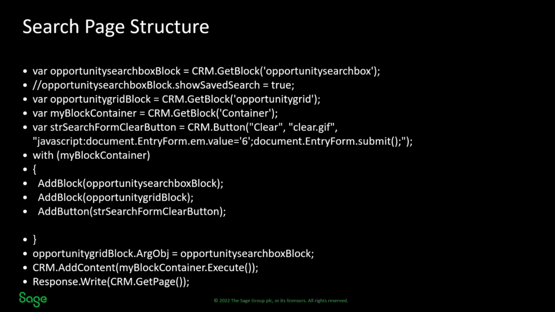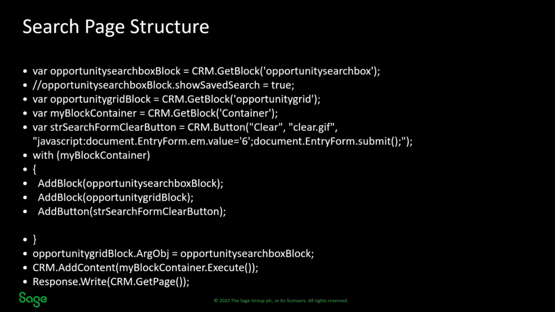What we see in the two of these is that the relationship is established between the search block and the grid through the definition of an argument object. The argument object for grids can be used to pass to it a parameter set that will be used to limit the returned value displayed in the grid. In this case, the opportunity search block will be used to provide all of the name value pairs that are defined inside that screen. So if you were to use the opportunity status or whatever in that search box, it would then be passed into the parameter to limit the rows returned into the opportunity grid. We then send the container to the page, and then the page is built.